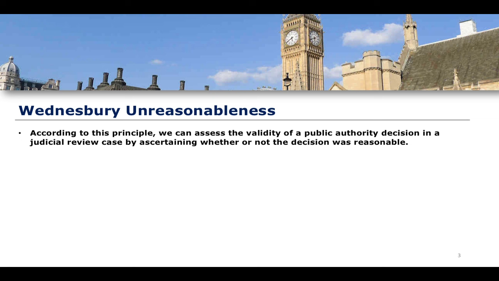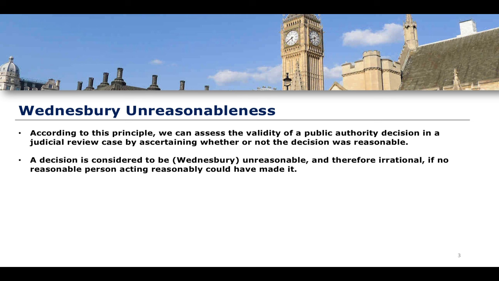Anyway, so we can assess the validity of a public body decision according to this principle by ascertaining whether or not the decision was reasonable. So it's a way of translating the idea of irrationality to the idea of reasonableness. Instead of trying to make a delineation between reasonability and irrationality in terms of the law, we basically just say that irrationality can be understood in a way that is encompassing of this idea of reasonableness.